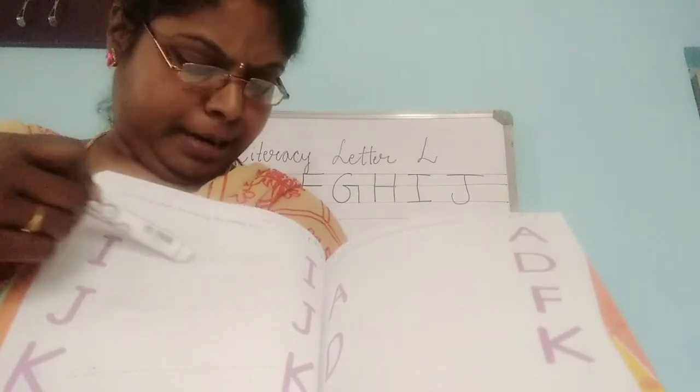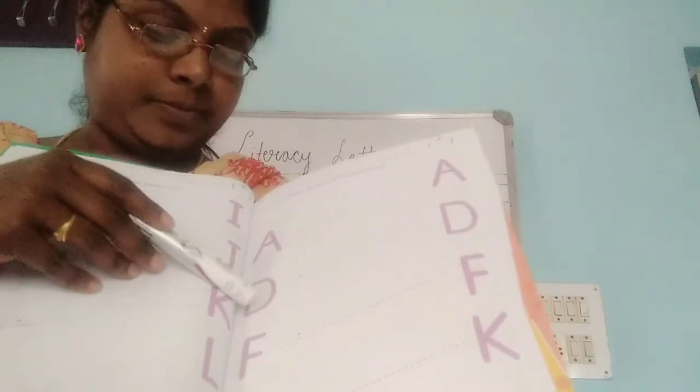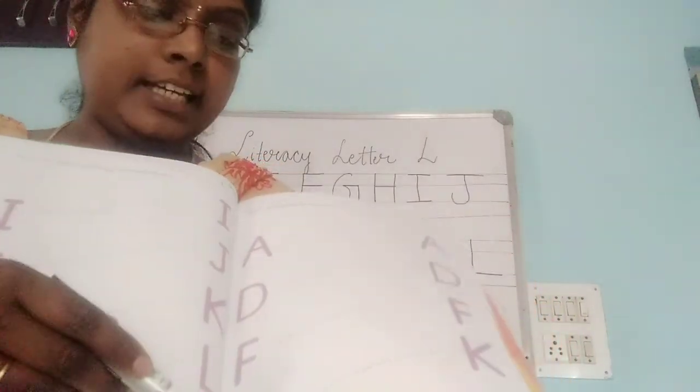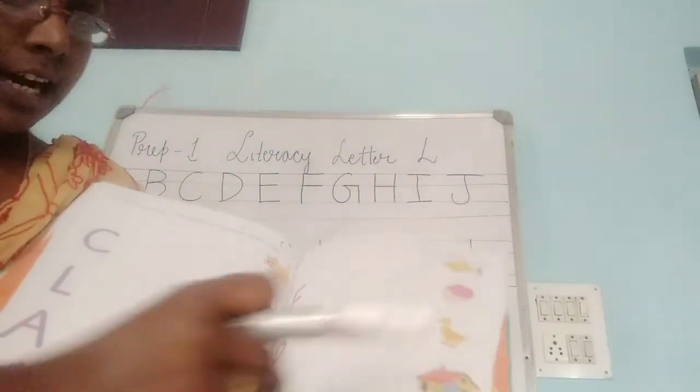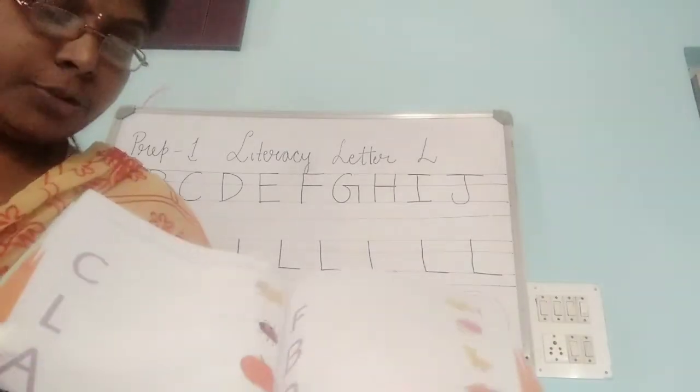Now it is your pattern matching. I matches to I. J, join the dots to J. K, join the dot to K. L, join the dot to L. In a similar manner they have to identify these letters. A, D, F, K. All these pages are the revision of A to K or A to L. So they need to match these patterns as well. It will be a small revision for the children.